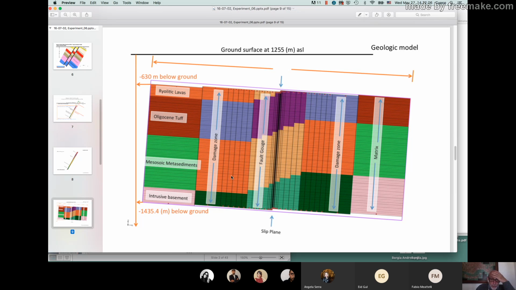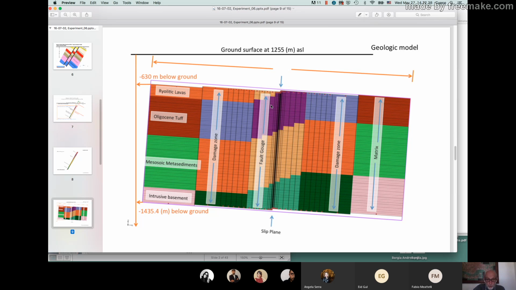And then you have a damage zone, which is about 20 meters wide, with a very fine detail grading in the damage zone. The damage zone is where you have a lot of fractures, much more than the intact rock formation.